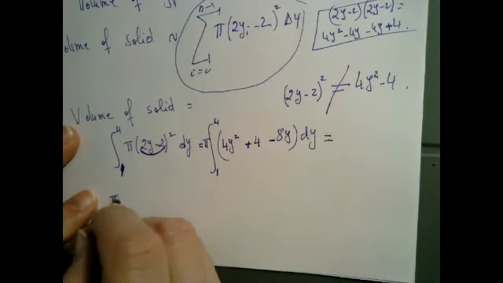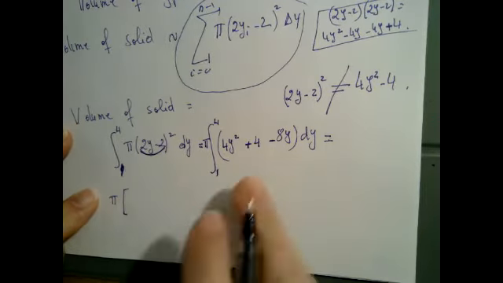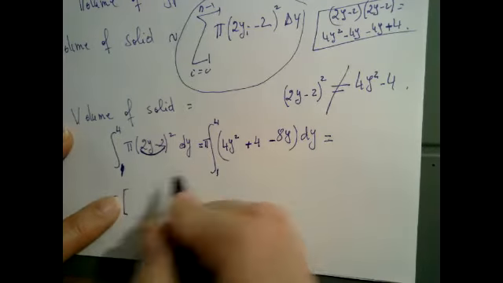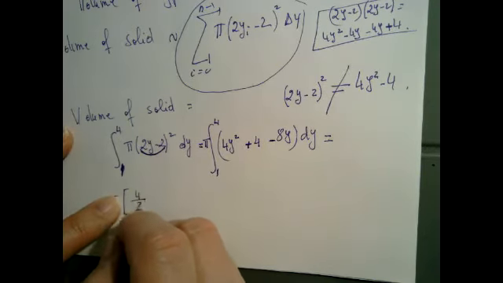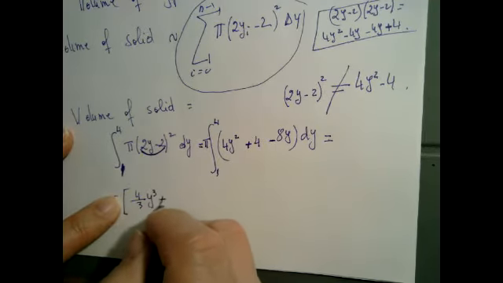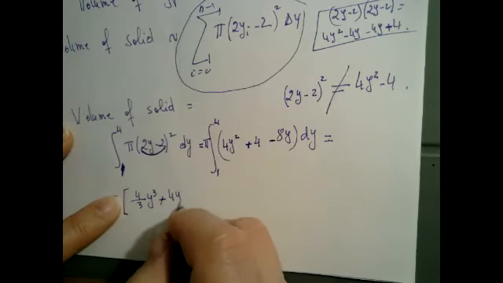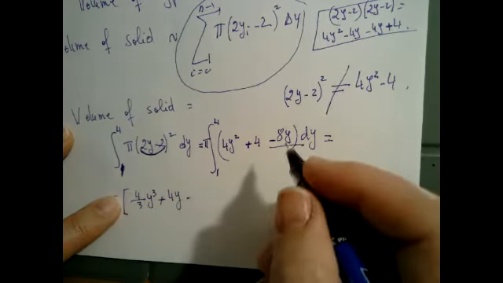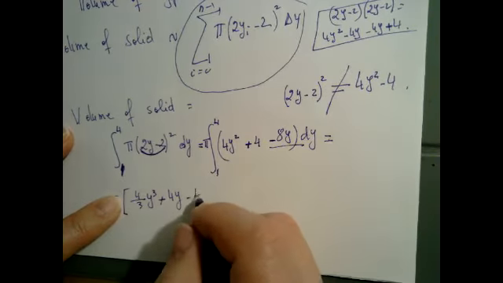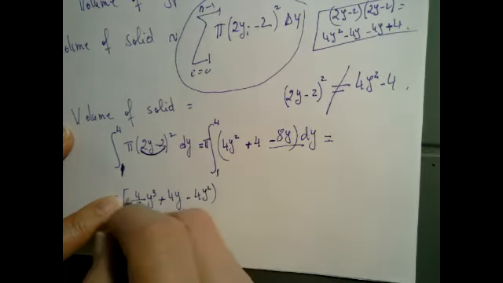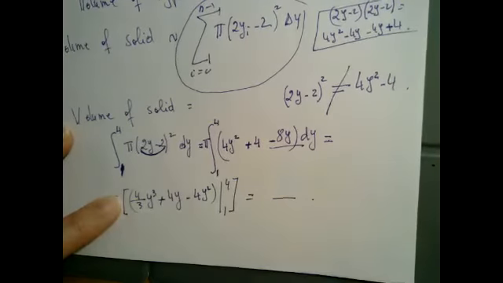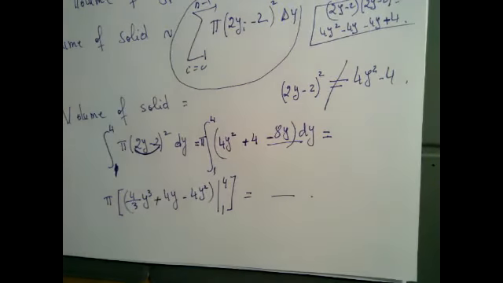Pi is a constant, we take it out. Now we have to integrate every term. 4y squared means 4/3 y cubed, plus 4y. The antiderivative of 8y is 8 times a half y squared, which is going to give me that. Evaluated between 1 and 2. At this stage, I think you should be able to finish.